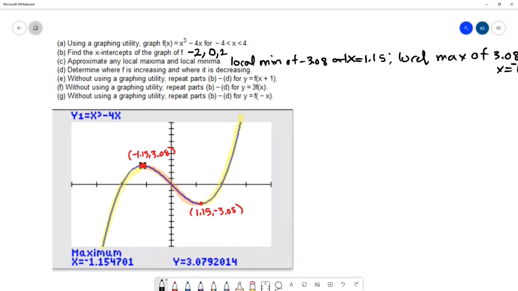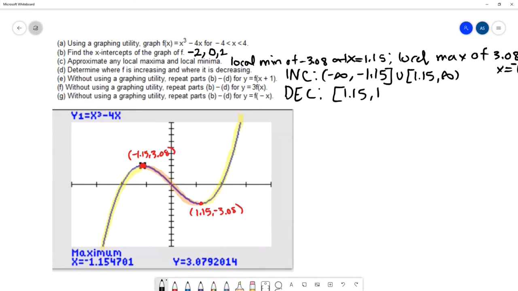So we're going to say that this function is increasing from negative infinity up to negative 1.15, and it's also increasing from 1.15 to infinity, and it's decreasing from negative 1.15 to 1.15.